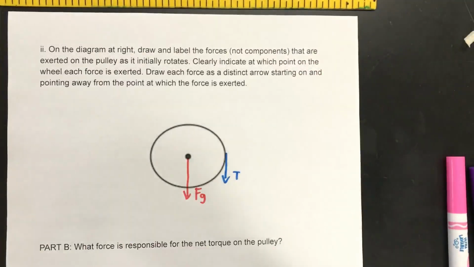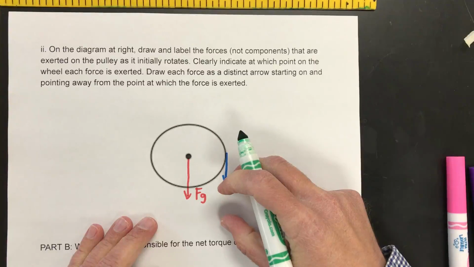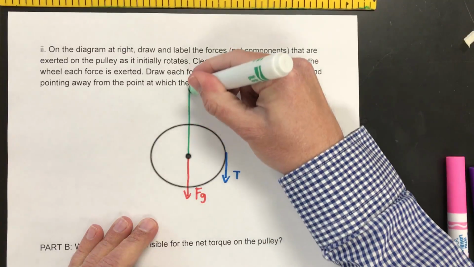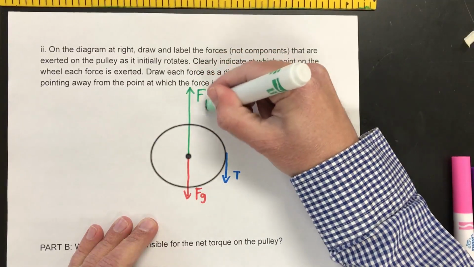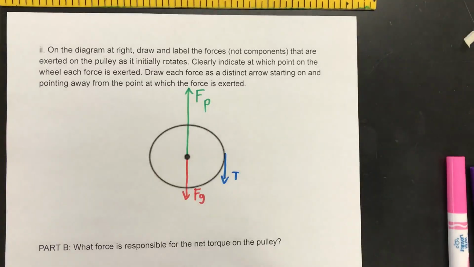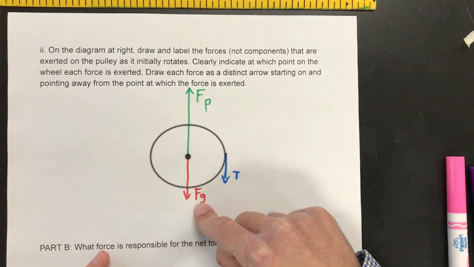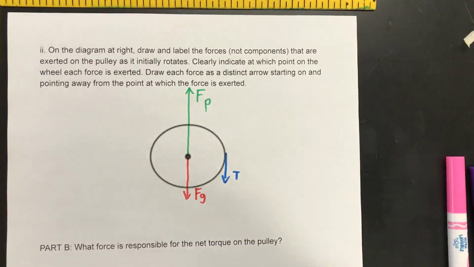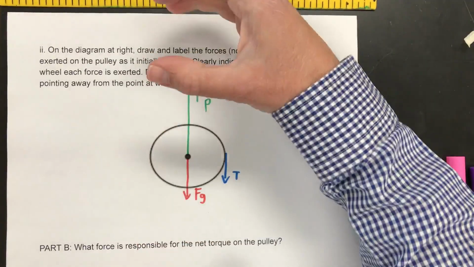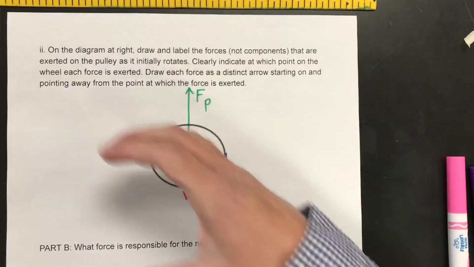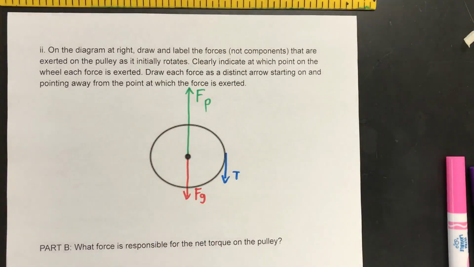So I'll call it the force of the pin. And how big does it have to be? Well, roughly as big as both of these together. I'll call that the force of the pin there. So the force of the pin up balances out the force of gravity down on the pulley and the tension down. This is why the pulley doesn't accelerate up or down. It has nothing to do with if it's rotating or not.